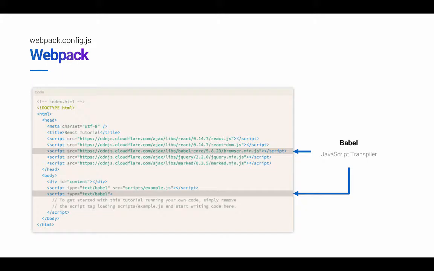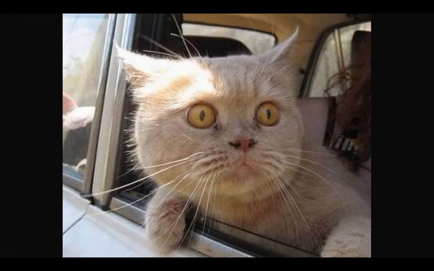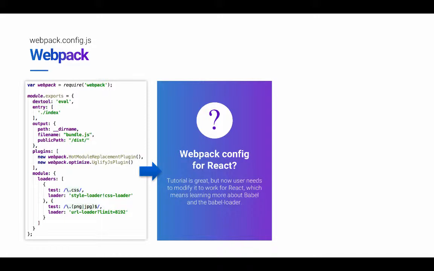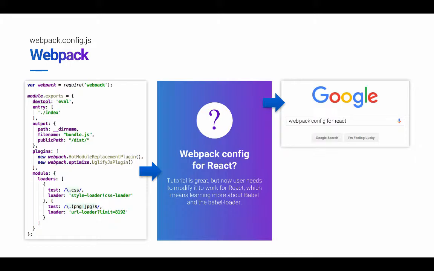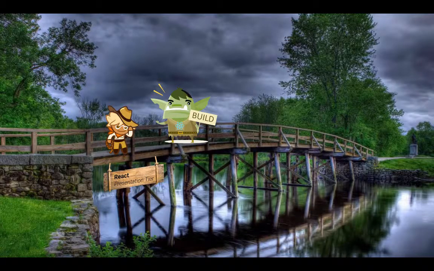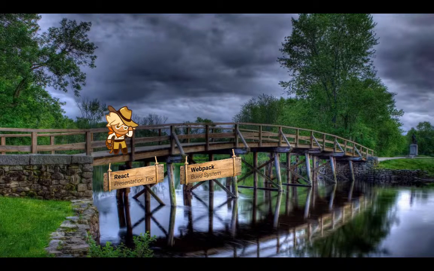So at this point, we could go learn all about Babel and transpiling and how to integrate that into Webpack. But that's a bit much, just to try to figure out how to build a React app in a production-appropriate manner, especially seeing as we're just starting out. So instead, we're just going to Google Webpack config for React and hopefully find something good that we can copy-paste into our project. And with that, we've completed the build step, and we move forward once again.